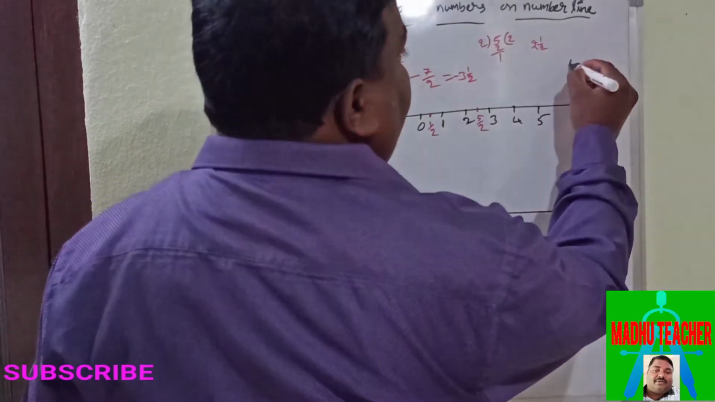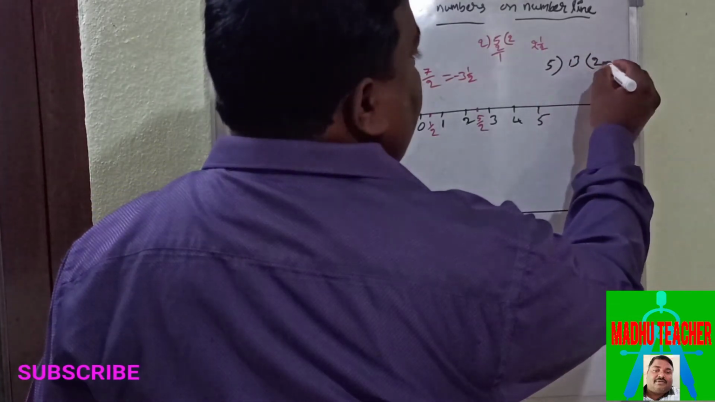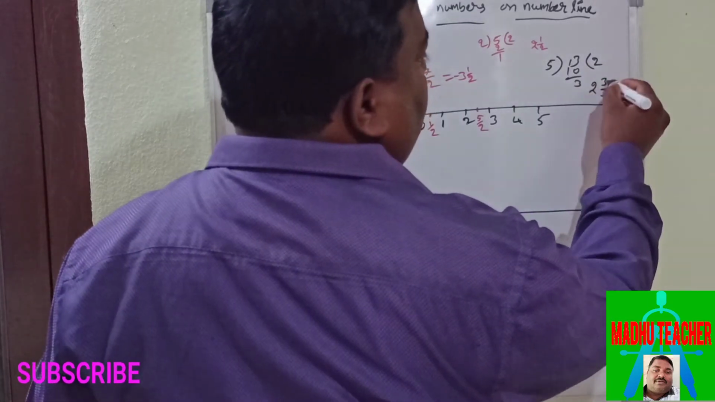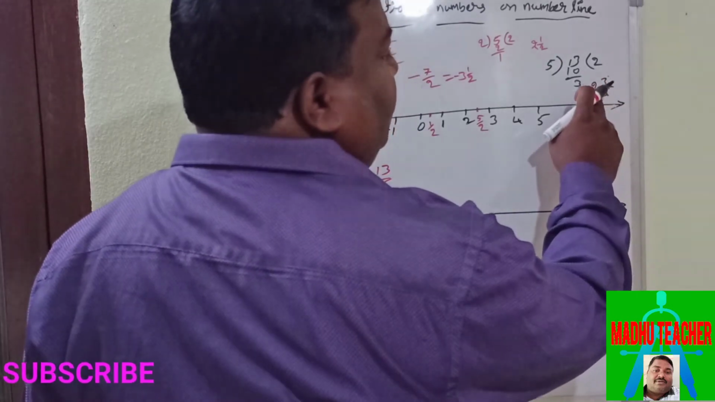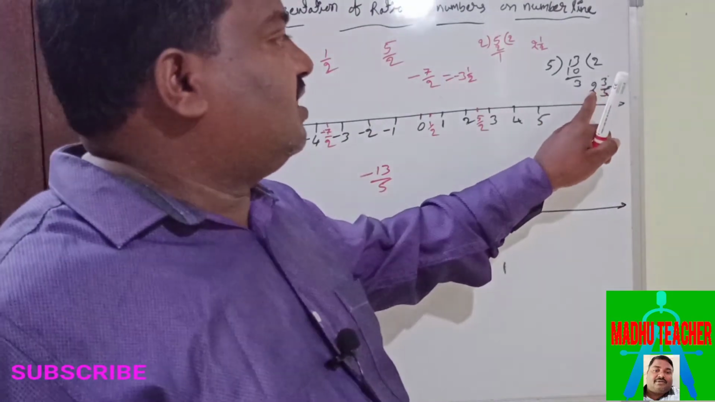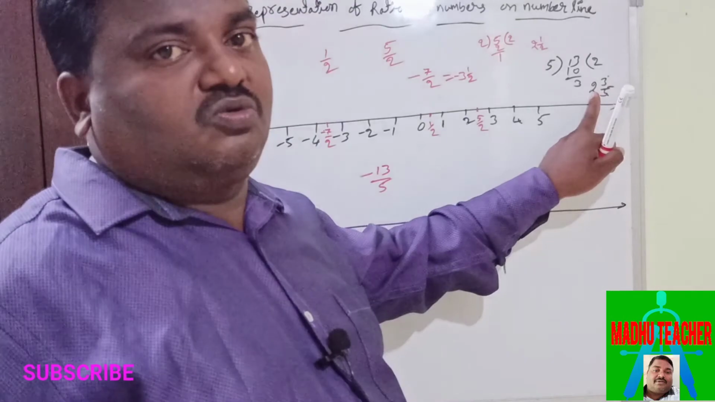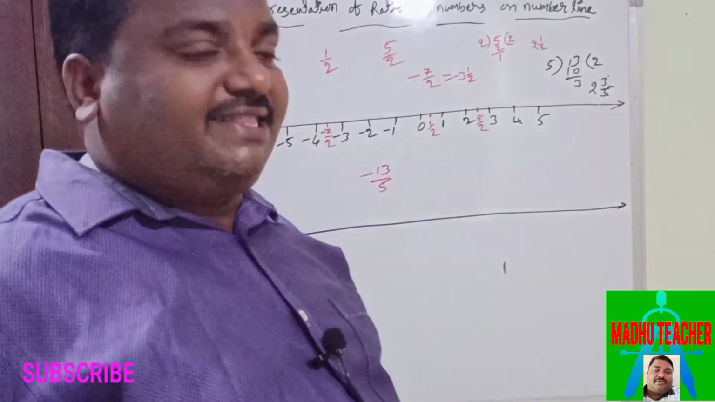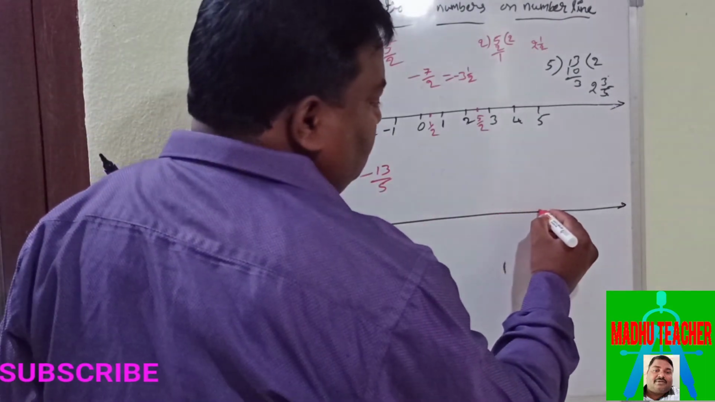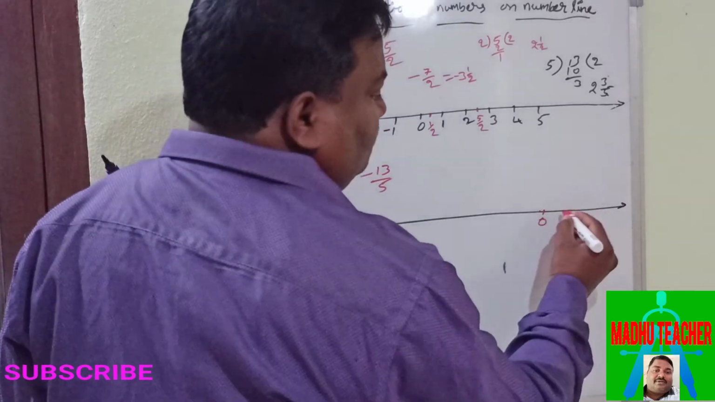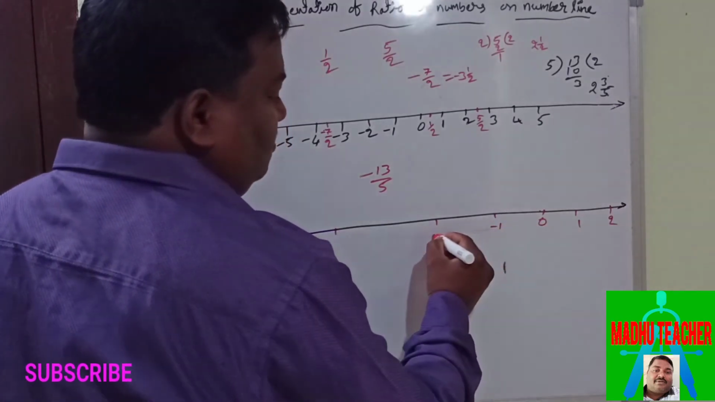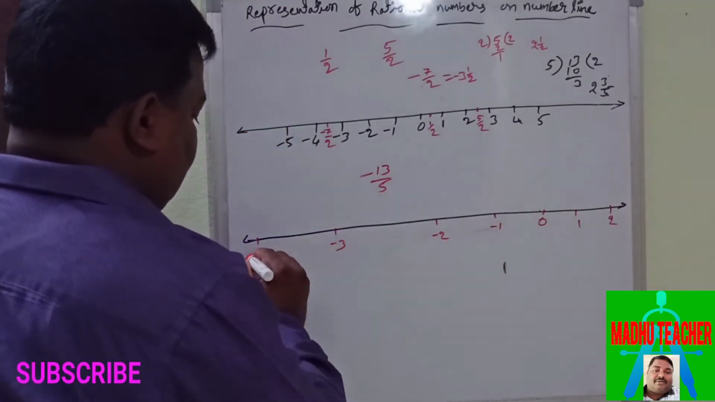13 by 5 means 5 2s are 10, remainder 3. That means 2 whole 3 by 5. That means it is more than 2. So it comes after 2, that means it lies between 2 and 3. It is minus, so it lies at left side of 0. So I am writing here 0. This is 1, 2. Okay. 0. Now it is -1, -2, -3 and -4.